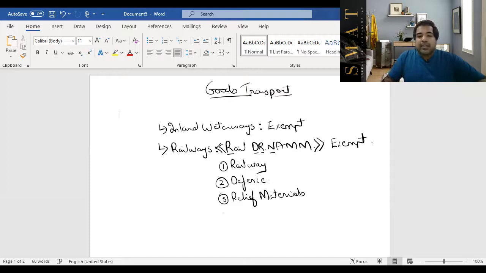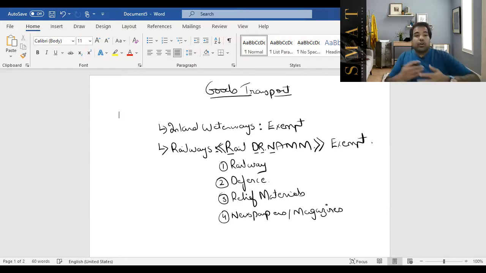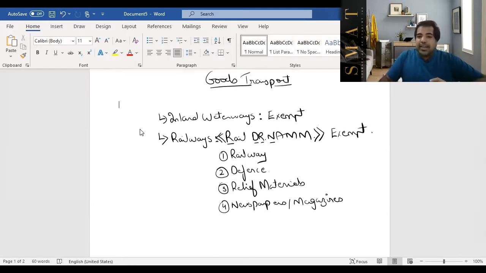Next, guys, the fourth one, newspapers and magazines. So if you're sending newspapers and magazines, because newspapers and magazines need to be transported across India, then there is no tax, but provided they are registered newspapers and magazines. Next, guys, here is agriculture produce. Anything which is agriculture produce, why should that become expensive? And hence transportation of that through rail is exempt, agricultural produce.